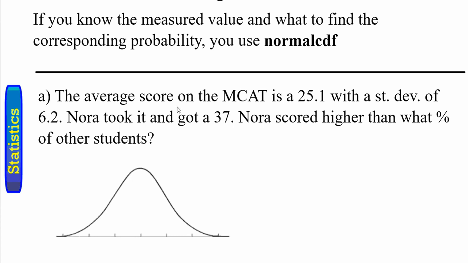So continuing on, let's say Nora was debating between going to law school or going to medical school. So she took the MCAT as well. The MCAT is a test that you would take if you were going to go into medical school. And on the MCAT, it's an entirely different scale, so that's why we might convert to z-scores first. The average score is a 25.1 with a standard deviation of 6.2. Nora took it and got a 37. Nora scored higher than what percent of other students? That's exactly the same thing as asking what percentile she scored in.